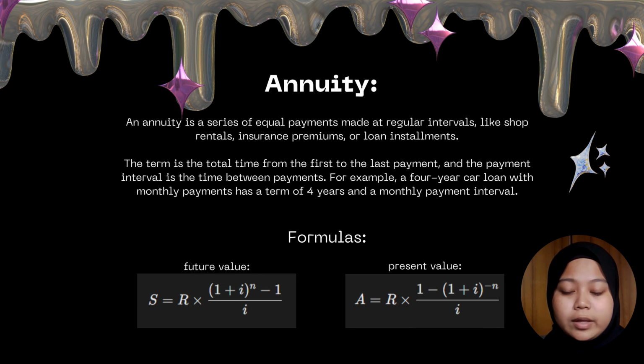Introduction to annuity. An annuity is a series of equal payments made at regular intervals like shop rentals, insurance premiums, or loan installments. The term is the total time from the first to the last payment, and the payment interval is the time between payments. For example, a 4-year car loan with monthly payments has a term of 4 years and a monthly payment interval. Annuity has two formulas, which are future value and present value.